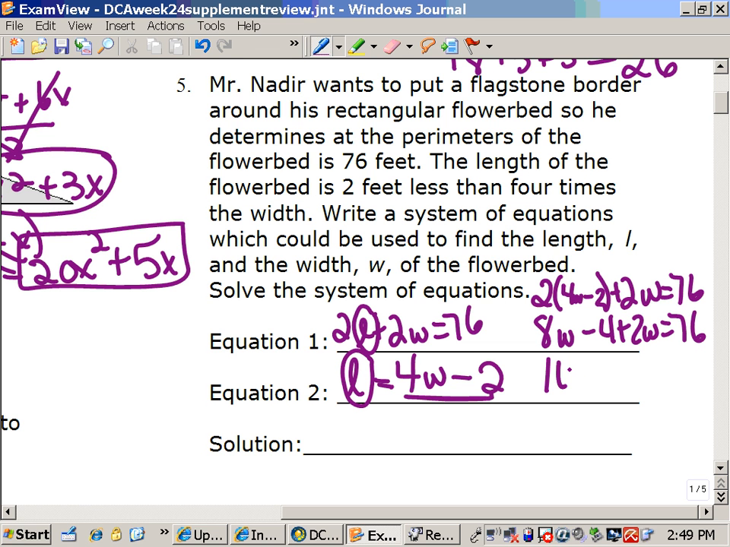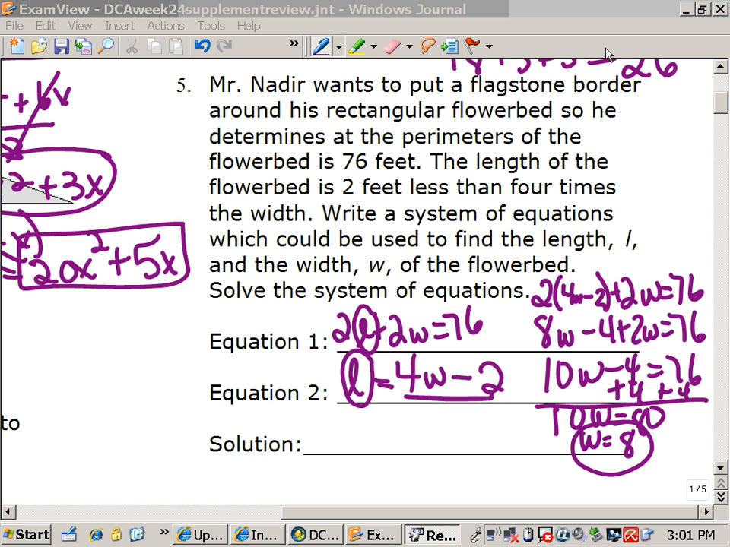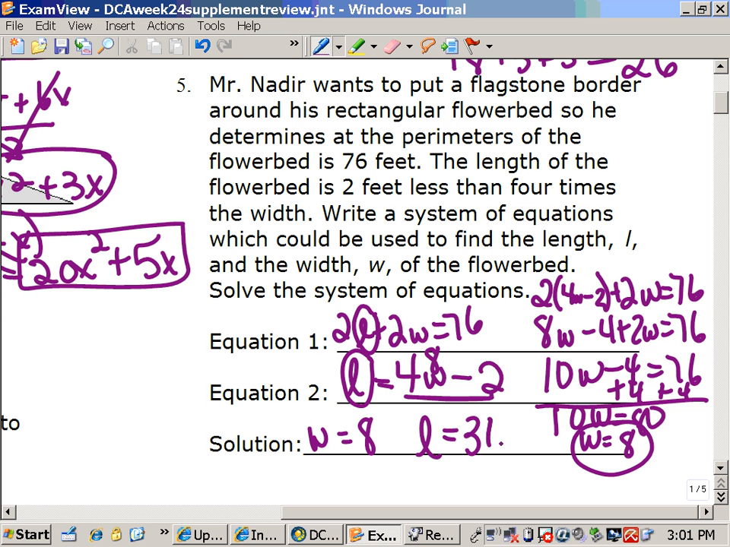and then combine like terms and move the 4 over. And then solving for W, the answer is 8. It does say to find the whole solution, so my width is 8. Now I need to find the length. Plugging 8 into the width, that's 32 minus 2, so the length is 30.